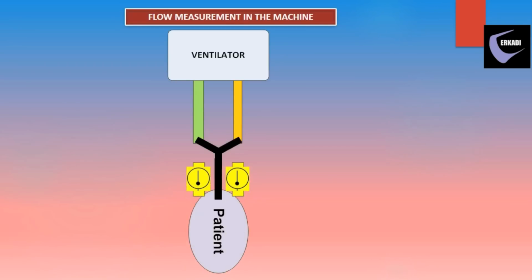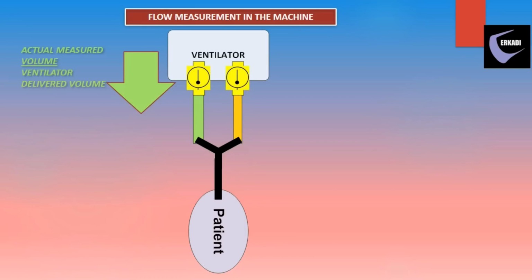First, the in-ventilator measuring systems. Here, there are two flow sensors used, which are shown in yellow. One is on the inspiratory side and another is on the expiratory side. The flow sensor on the inspiratory side measures the volume leaving the ventilator. Although it is called the inspiratory tidal volume, please note that this is not the volume that reaches the patient.